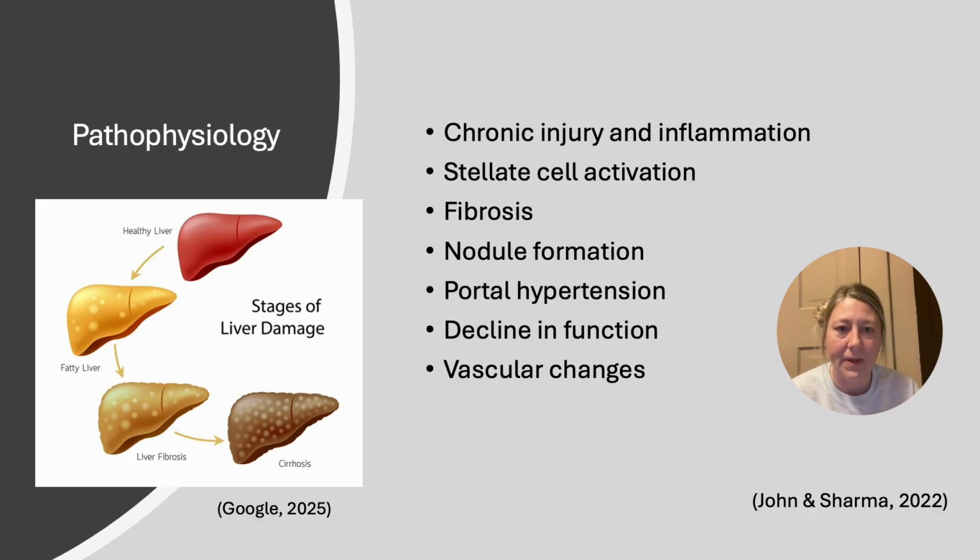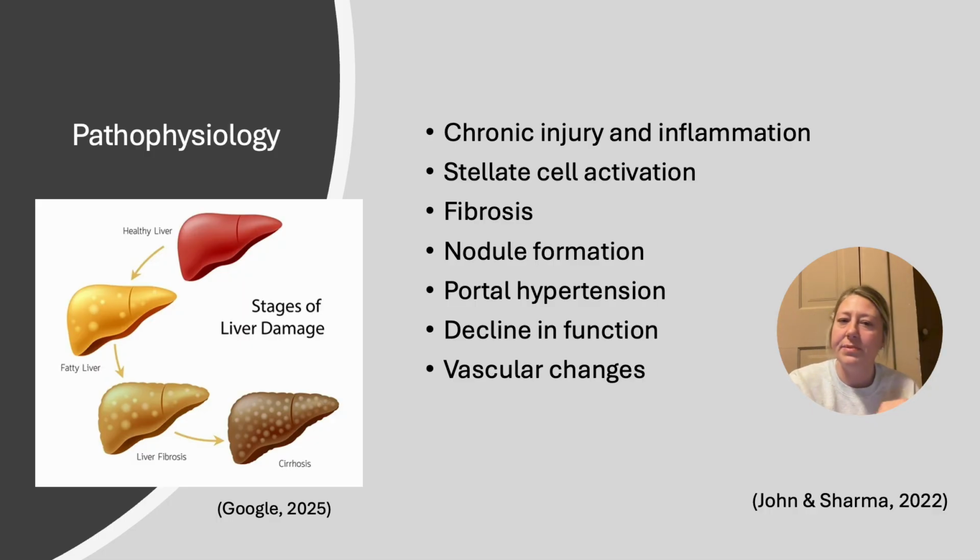in function. As the liver becomes more scarred and its structure is destroyed, its ability to perform vital functions like detoxification, bile production, and synthesizing proteins is severely compromised. This can lead to a buildup of toxins, jaundice, and the inability to properly metabolize nutrients. When this starts to happen, we start to see vascular changes.